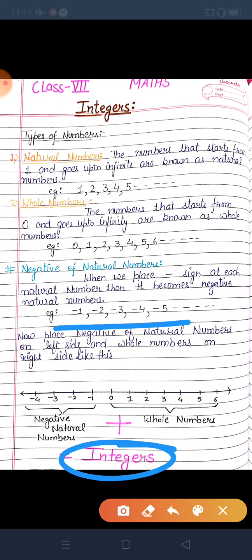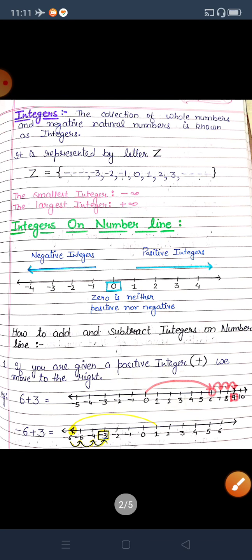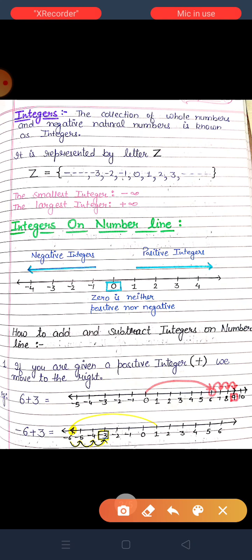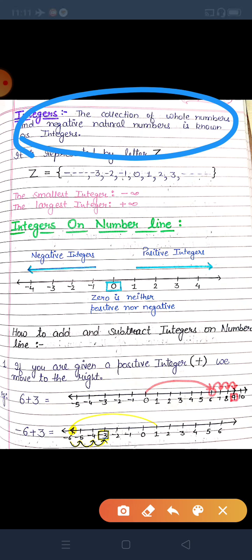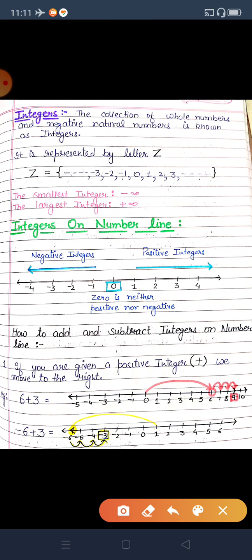So integers are the collection of whole numbers and negative of natural numbers. We have placed the negative natural numbers on the left side of a line and the whole numbers on the right side of a line. So it will become integers. So integers are the collection of whole numbers and negative of natural numbers.